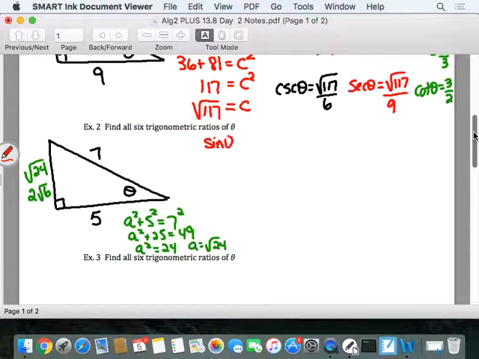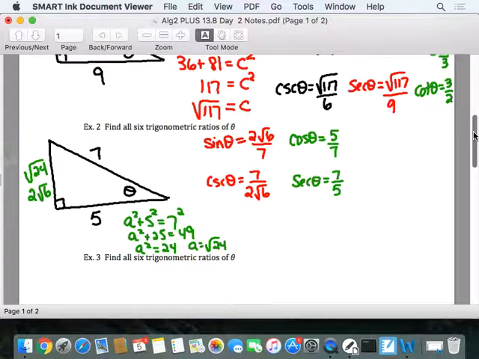All right, so here we go. Sine theta. So look where theta is, and that's where your opposite and adjacent will be. So from theta, the opposite is 2 radical 6 over 7. Cosecant theta is 7 over 2 radical 6. Cosine theta is adjacent over hypotenuse, so that's 5 over 7. Secant theta would be the reciprocal, 7 over 5. If I'm going too quickly for you, please pause the video, write down what you need, and then press play.